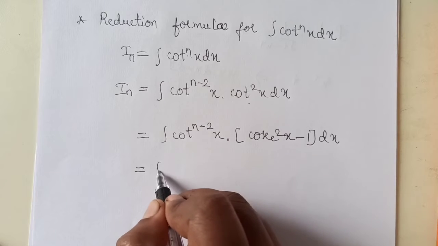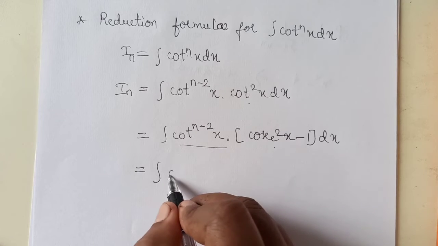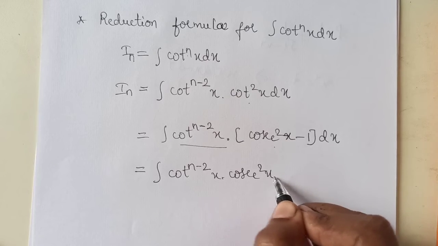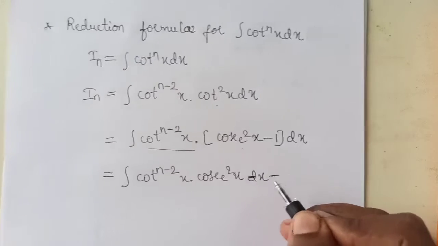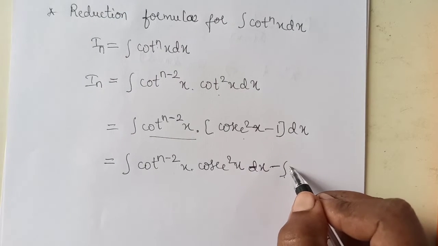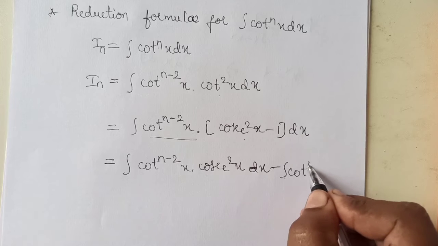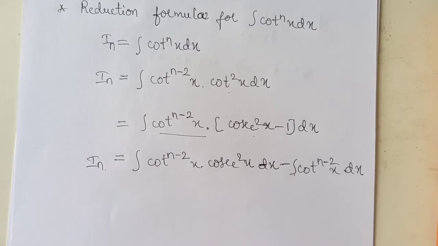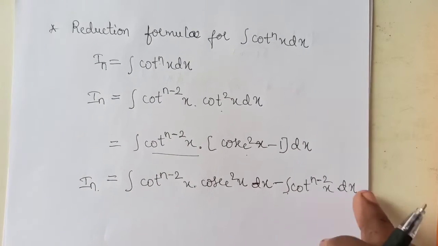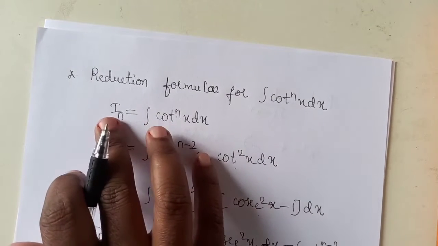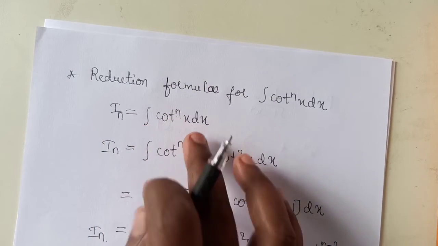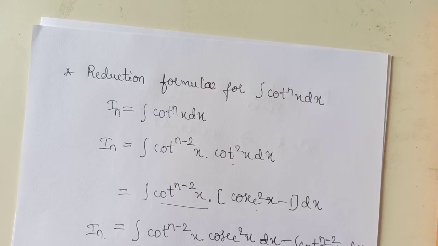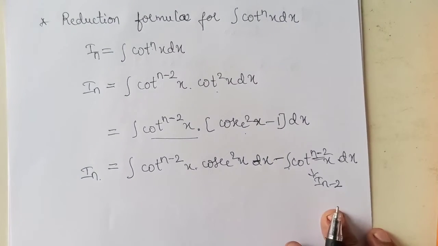Now further simplifying, that is multiplying this cot term with this cosec, we get integral of cot^(n-2) x cosec^2 x dx minus integral of cot^(n-2) x dx. This is I_n. Okay. Now if I compare this term with the given integral, I_n equals integral cot^n x dx, then because in the place of n we have n minus 2, therefore we can replace this by I_(n-2).